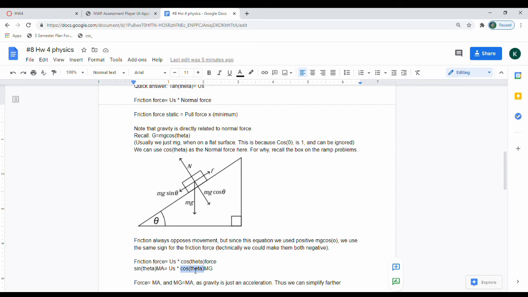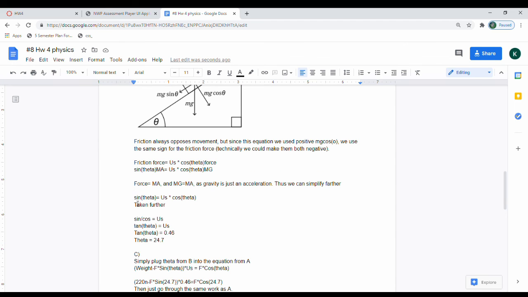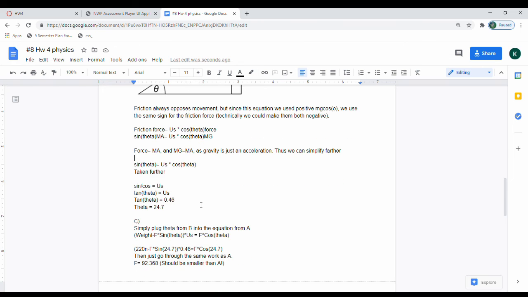This cosine theta replaces the normal force essentially, and this sine theta replaces the frictional force, because the frictional force and the force that's sliding is the same. So force equals ma. We have this ma and this mg here, but they'll cancel out because remember, gravity is just an acceleration. So we can simplify this further to get sine theta equals mu static friction times cosine theta. And then if we just divide both sides by cosine theta, we get our formula. Tangent theta equals mu s. This will give you the minimum angle. This is the general formula, and this is how you find it.